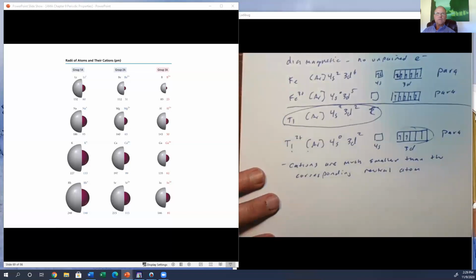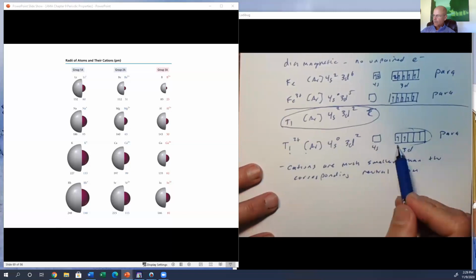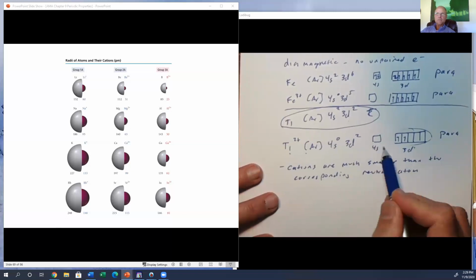The diagrams are 1 box for s? Yes, that's correct. For orbital diagrams, 1 box for s, 5 boxes for d, because each box represents an orbital.